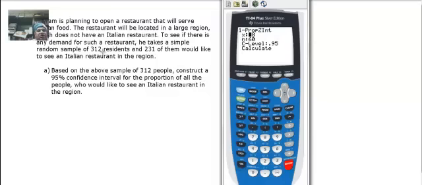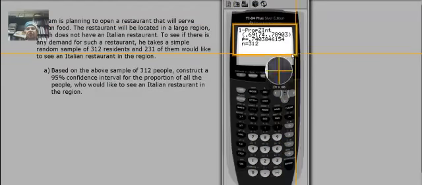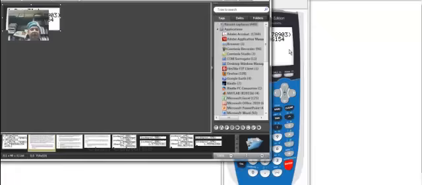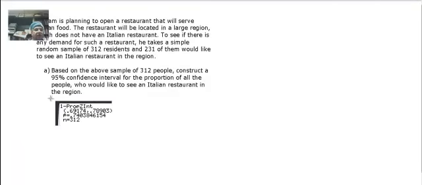So how much is our X here? 231. What is my N? 312, right? What's my confidence level? 95. And then it says calculate. So we got this interval, right? Are we good here? Very good.